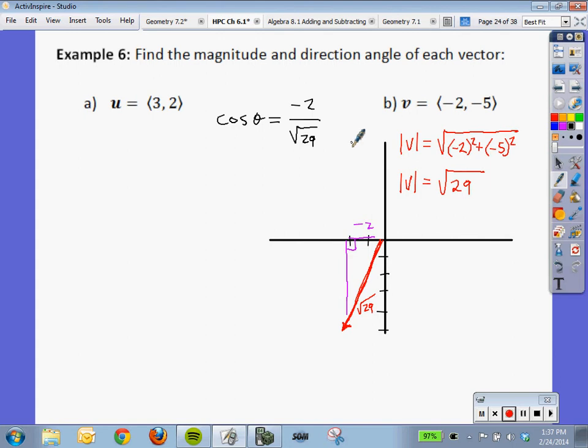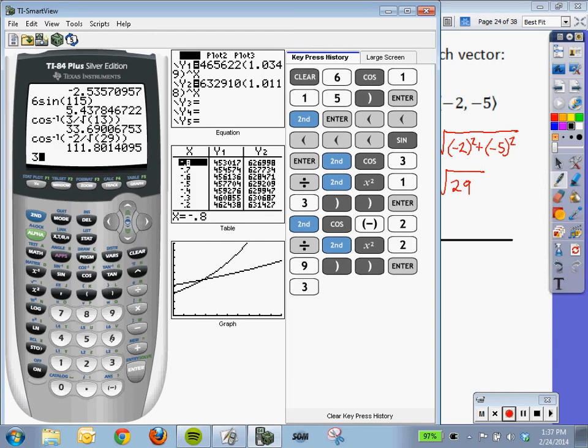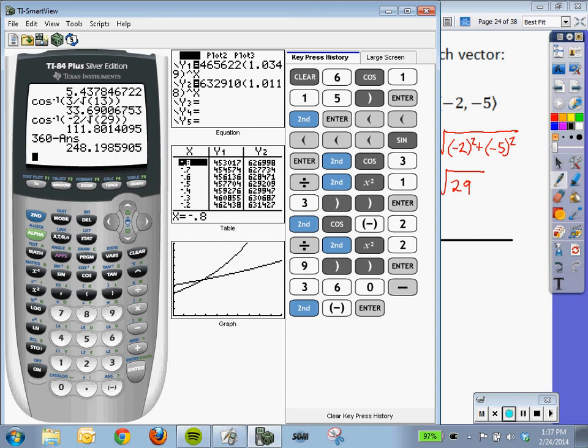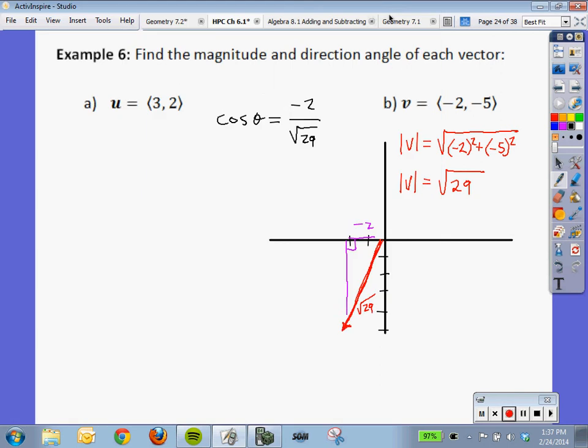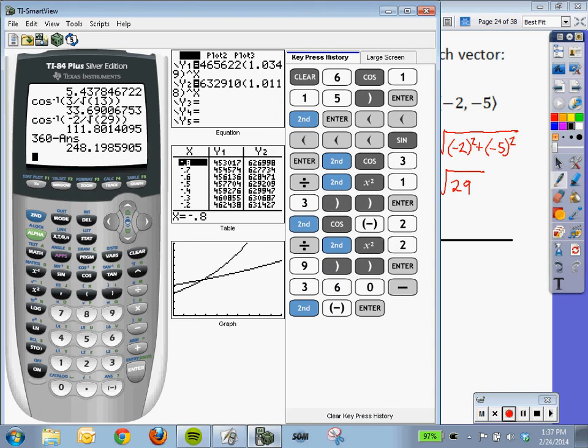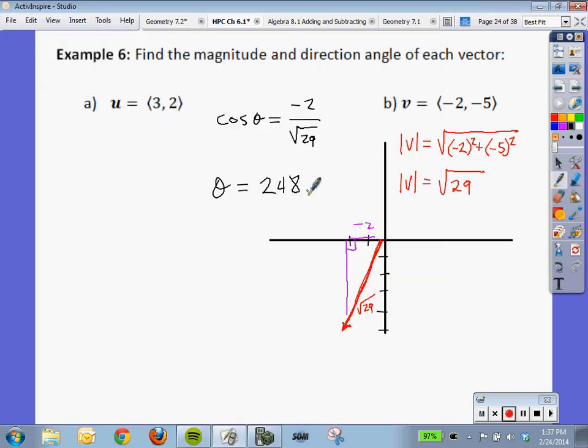Well, we know that's not right because that's in this quadrant right here, right? Remember, inverse cosine restricts us between the first and the second quadrants, right? So we have to actually take this angle and subtract it from 360, and that gives us 248, which is right about here, right? 248. So we got theta is 248.2 degrees.